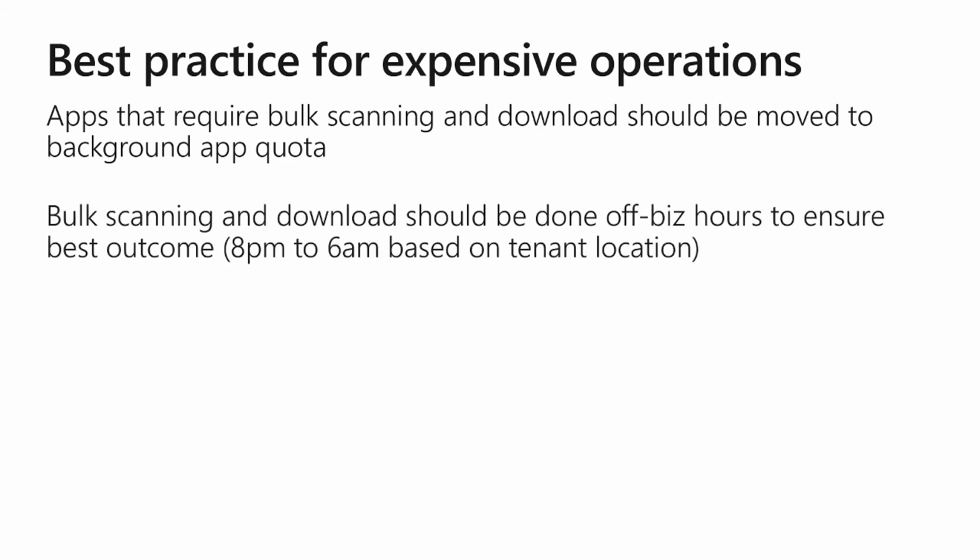Second, as I mentioned, bulk activity. The times to go do a mass crawl, mass action on top of your data is between 8 p.m. to 6 a.m. local time to the tenant. This is when you will see those dynamic throttles expand immensely, giving you the time to get your work done.